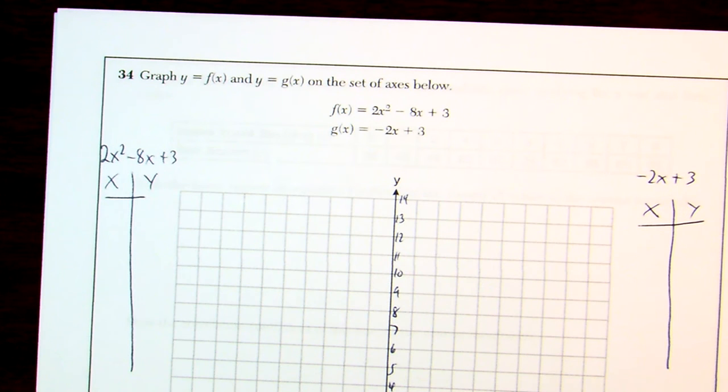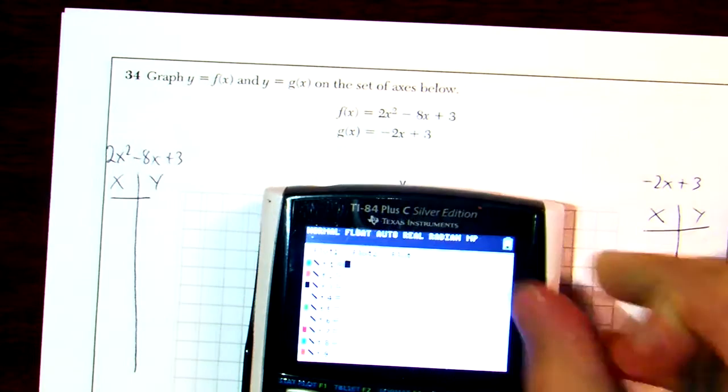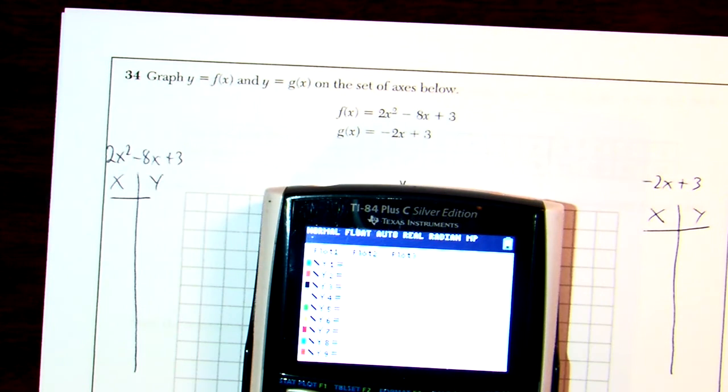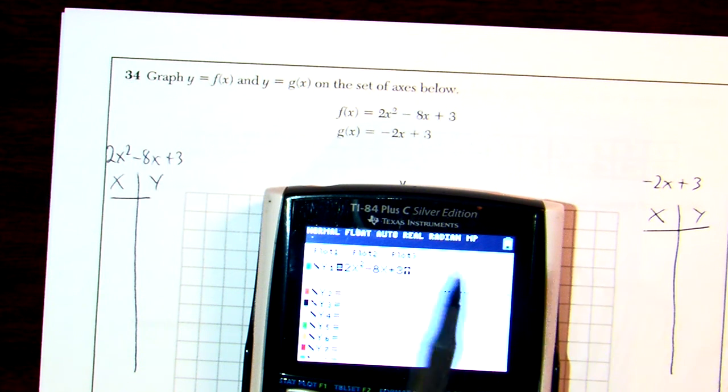So when I'm looking for intersection points, I want to make sure I graph through the whole graph because I don't want to short a point. Sometimes they intersect in more than one point. So let's first go to y equals in my calculator. I'm going to type in the first one, 2x squared minus 8x plus 3. Second graph.